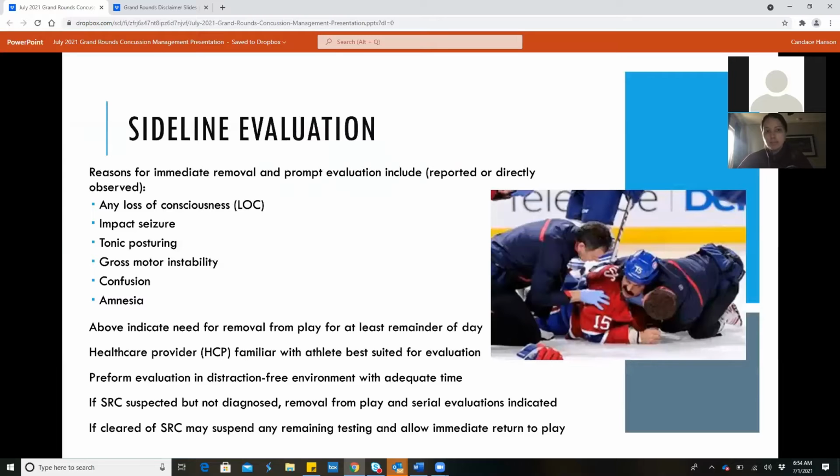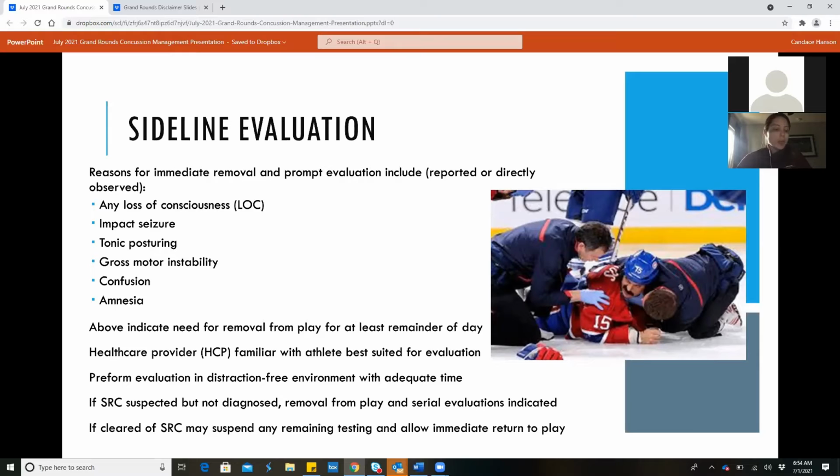Go ahead, next slide. So sideline evaluation, the reasons that we need to look for immediate prompt removal from play. These can be reported or directly observed. So any loss of consciousness is absolutely a reason that an athlete needs to come out and be evaluated, but loss of consciousness means that an athlete should not go back in the same day, no matter what. An impact seizure, tonic posturing, gross motor instability, confusion, amnesia.